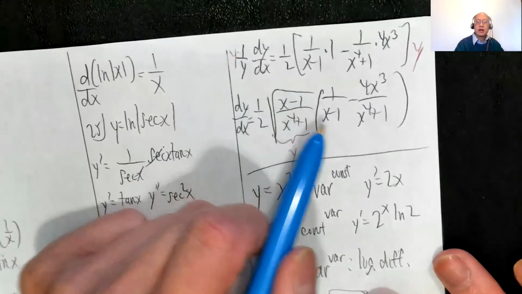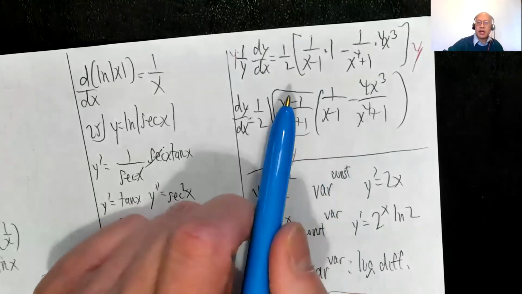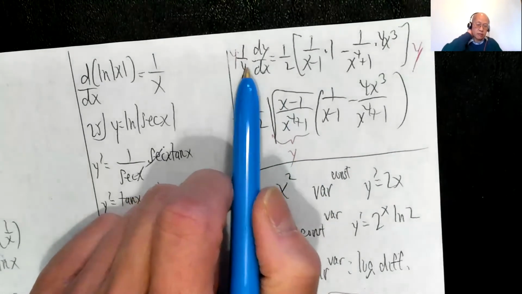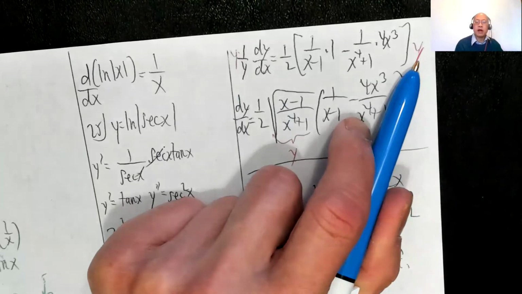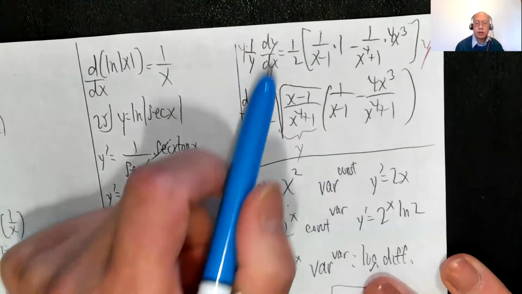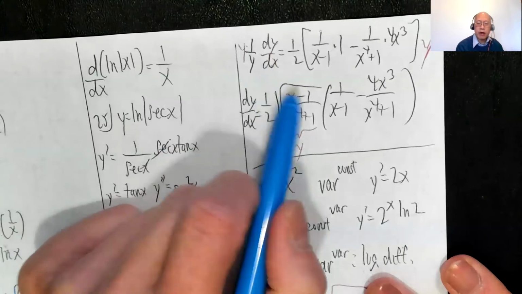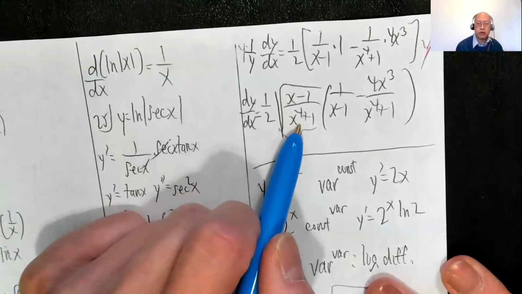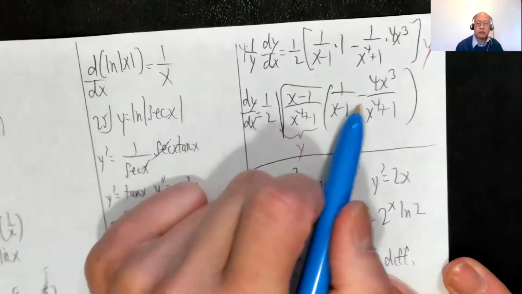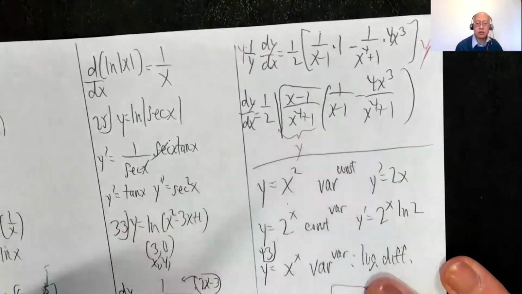Okay. And then normally what happens at the very end is you multiply both sides by y. So that isolates dy/dx. But you don't leave it as a y. You write what the original y was. So the original y was like that. So I'm going to write my final answer as 1/2 radical x minus 1 over x to the fourth plus 1, and then times this extra factor: 1 over x minus 1 minus 4x cubed over x to the fourth plus 1.